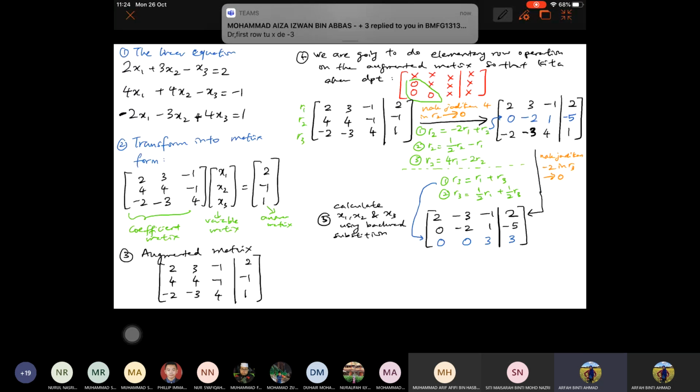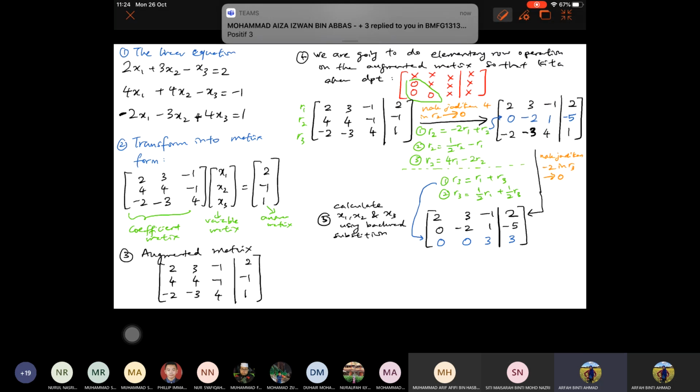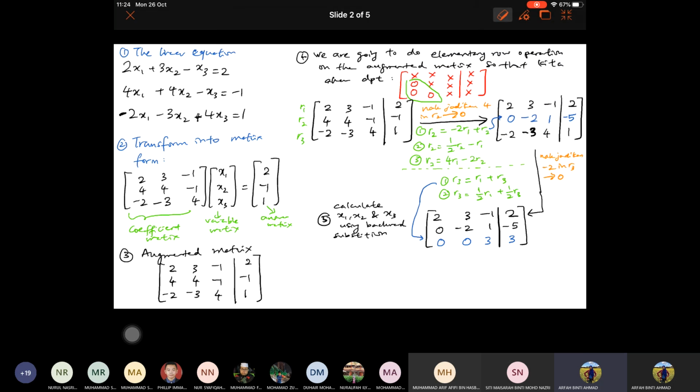First row tu tak ada negatif 3. Oh 3 je, ya. Thank you Aiza. Okay. So dia 3 bukan negatif 3. So 3 tambah negatif 3 dia become 0. Okay. So thank you yang betulkan tadi.